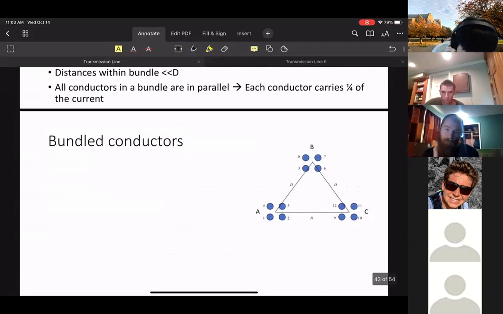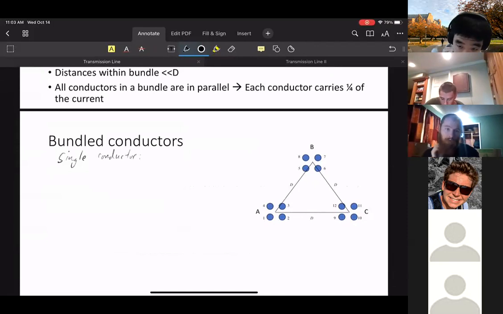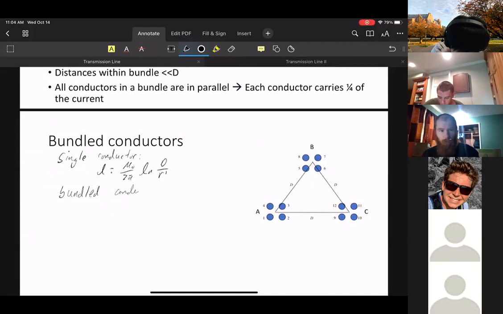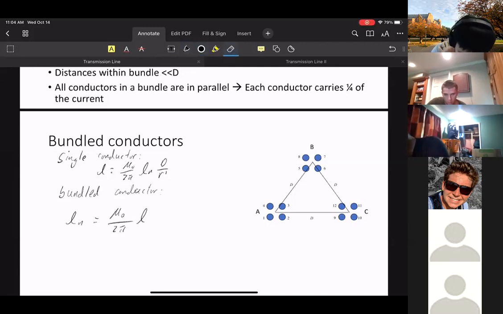We have a single conductor. This is L = mu zero over two pi log of D over R prime. This is the calculation we did. Then for a bundle of conductors, all we do is change the radius of the conductor. This inductance is L = mu zero over two pi times the natural log of D over RB.